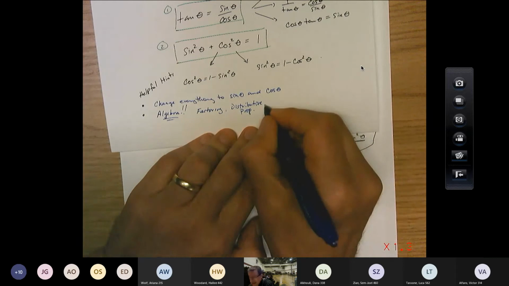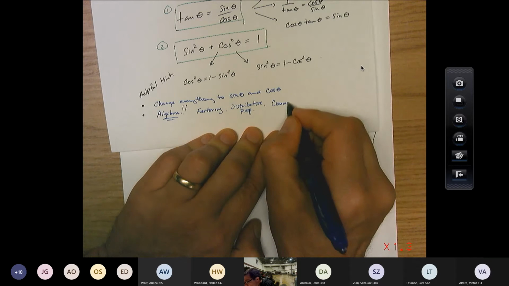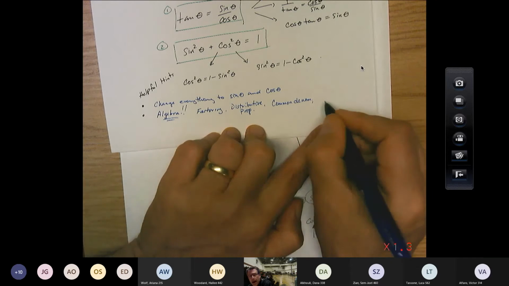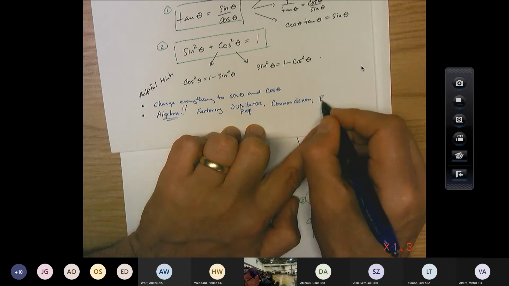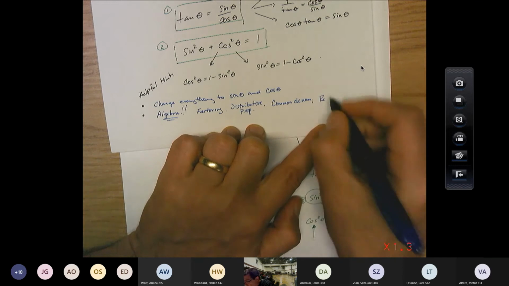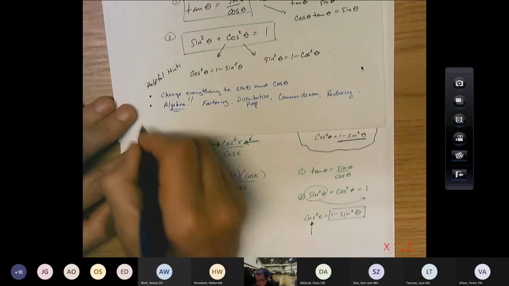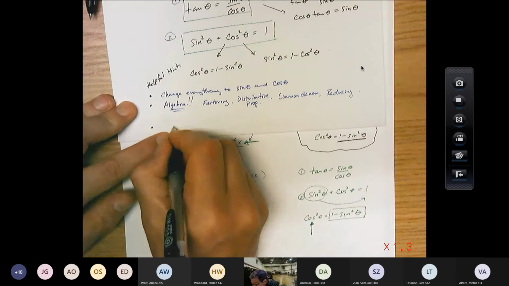Okay, then we've got to keep in mind common denominator. We've got to keep in mind distributive property, common denominator, and reducing. How about just reducing? You know what I mean by that, right? Crossing out the top and the bottom? Yeah, yeah. Okay. It's not really a helpful hint, but it's just life.